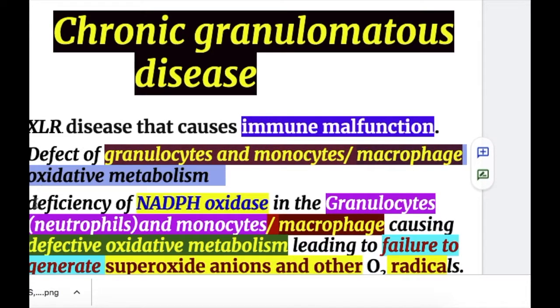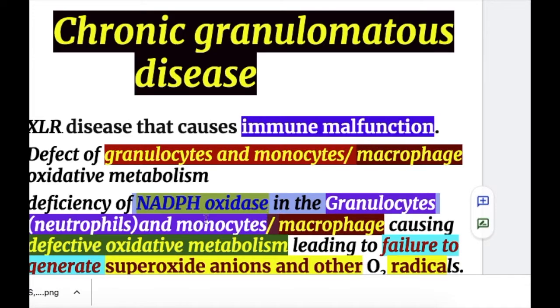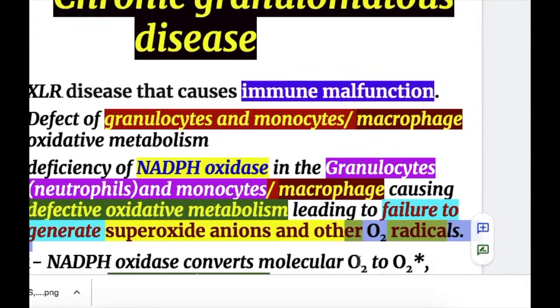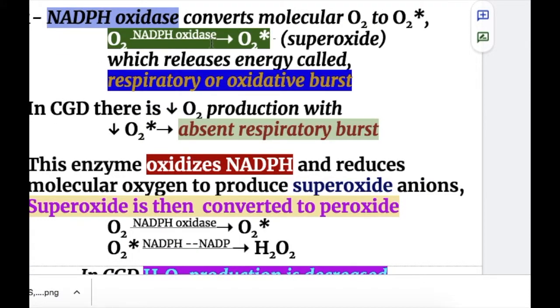And why does it occur? There is deficiency of NADPH oxidase in the granulocytes like neutrophils and monocyte macrophages, causing defective oxidative metabolism leading to failure to generate superoxide anions and other oxygen radicals. NADPH oxidase converts molecular oxygen to the superoxide oxygen radical. So what does superoxide oxygen radical do? It releases energy that is called respiratory or oxidative burst. In CGD, there is decreased oxygen production with decreased oxygen radical formation, so absent respiratory burst.